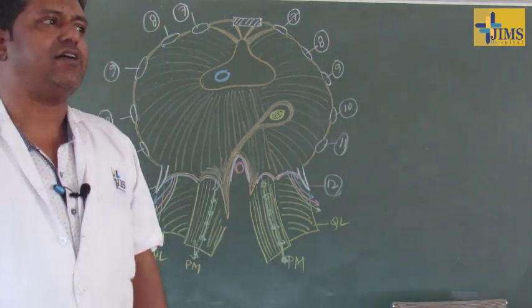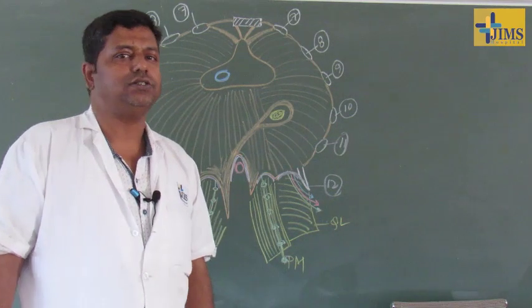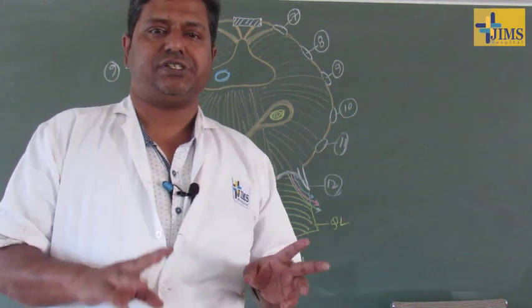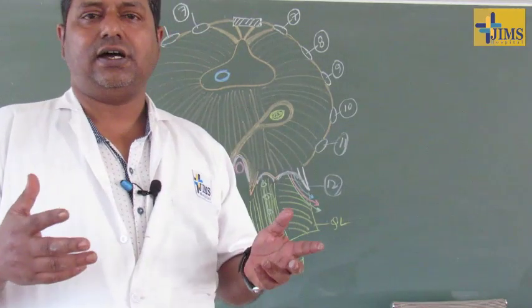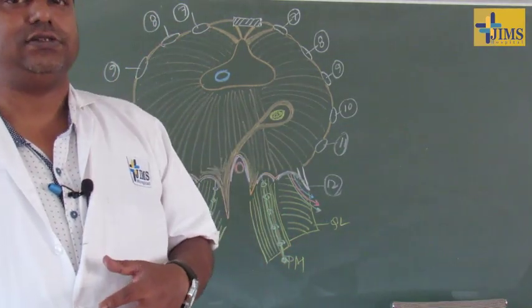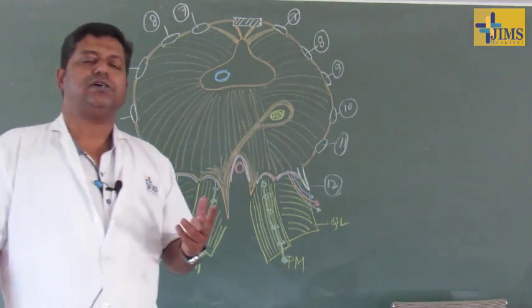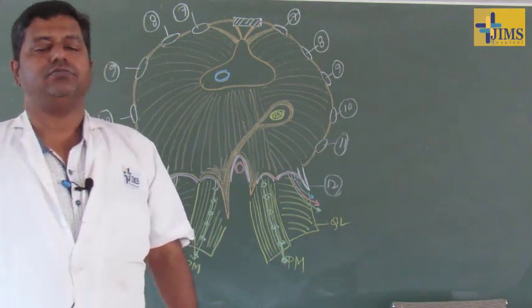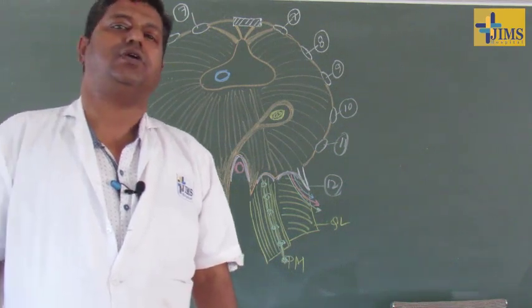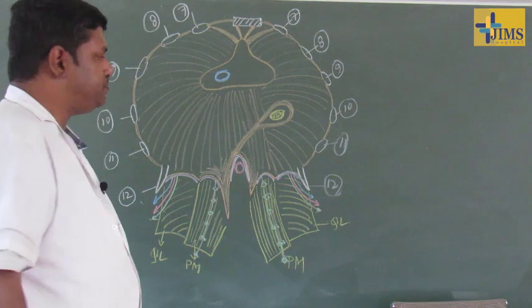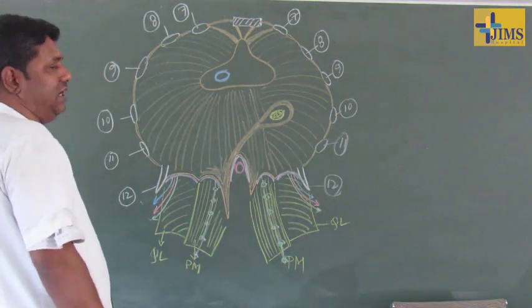Now the openings of the diaphragm are very important for your examination. The openings of the diaphragm are mainly of two types: the major openings as well as the minor openings. The major openings are 3 in number. What are they? Number 1, the vena cava opening.